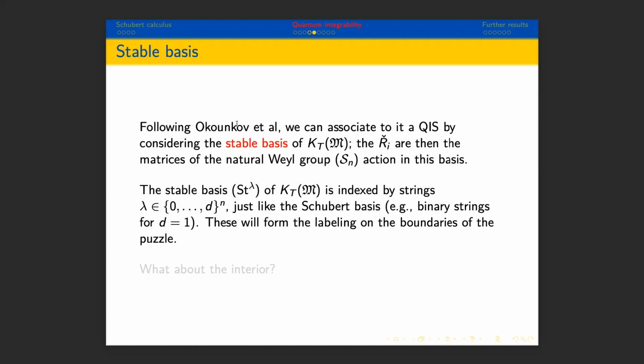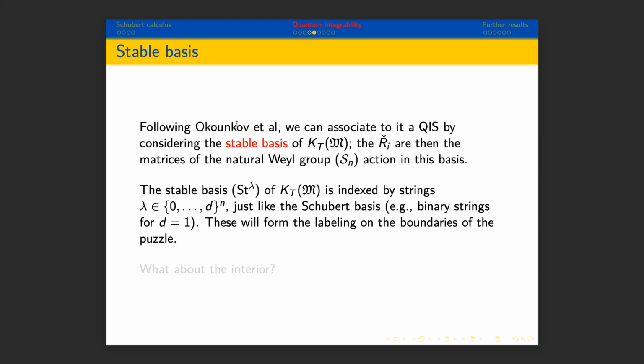it's also indexed by binary strings for the Grassmannian, let's say. So if you take the cotangent bundle of the Grassmannian, you'll get that this basis is indexed by binary strings. Or more generally, if you take the partial flag varieties, it's indexed by (D+1)-ary strings, so strings made of numbers between, say, 0 and D, with fixed multiplicities. And so these will be the labels on the boundaries of my puzzles, basically.